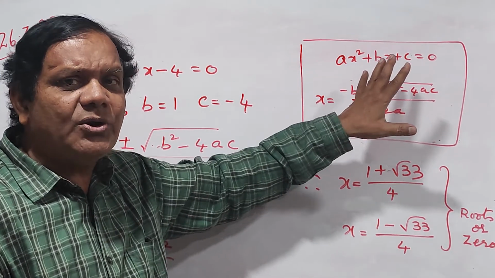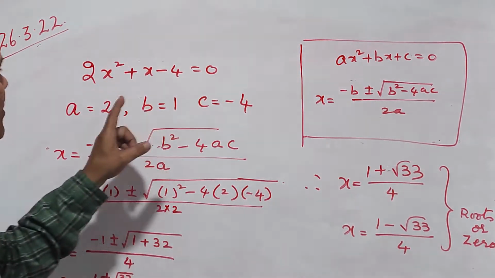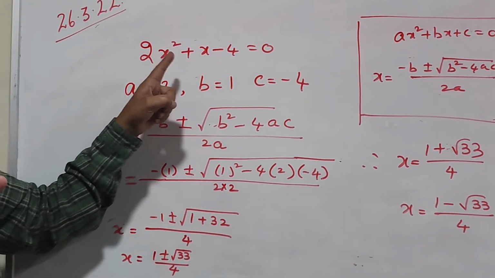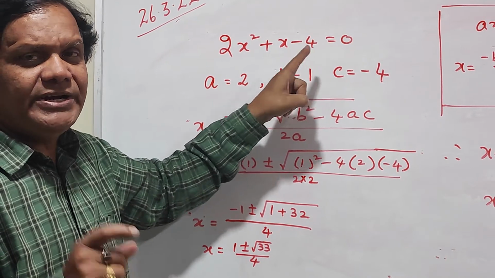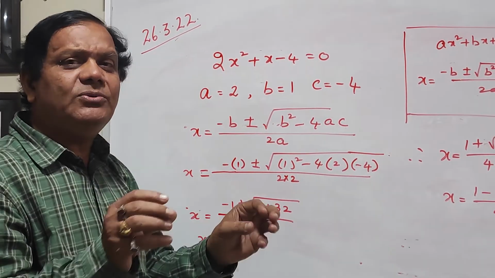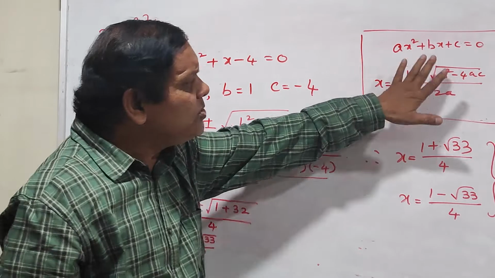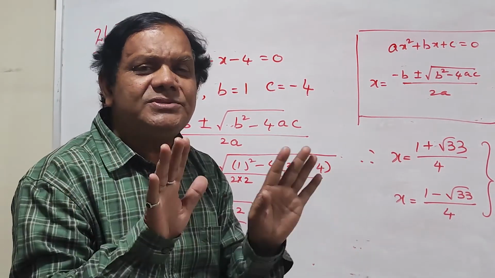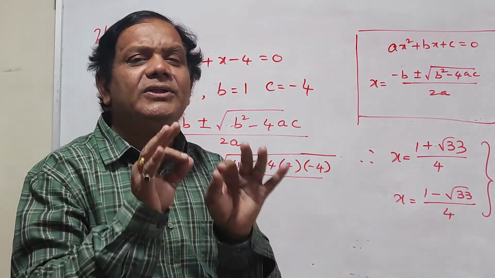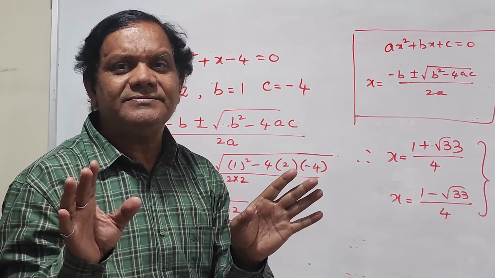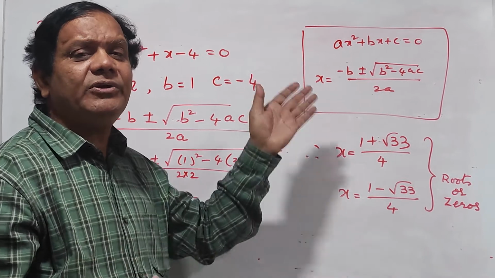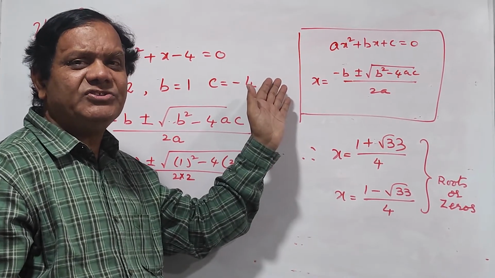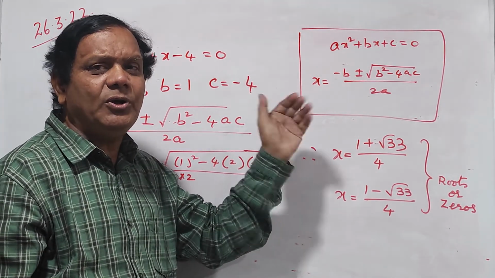So those values we are going to use to solve this problem, that is 2x square plus x minus 4 is equal to 0. My dear students, please listen. Now this is the formula method. Anything goes wrong here, everything will go wrong. So see that when you write the formula, there should not be any mistake. Remember and practice many times so that you can write the formula without any mistake. And that is going to help you a lot.